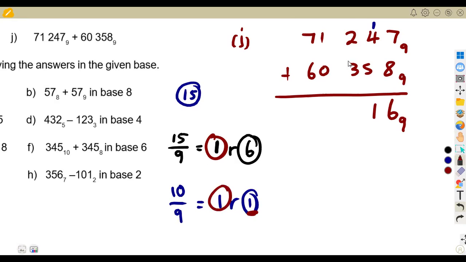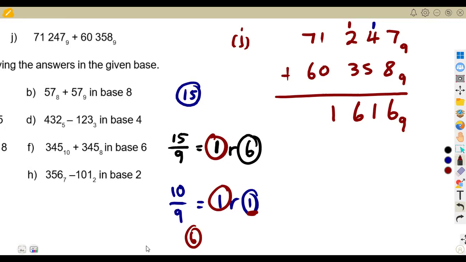What about this one? We carry it to the next term. We add again 1 plus 2, which is 3, plus 3, which is 6. So 6 is less than the base, so we can write this 6 on our answer. We are not going to divide anything because it is less than the base. The same thing, 1 plus 1, that's a 1. It is less than the base. We just have to write it.